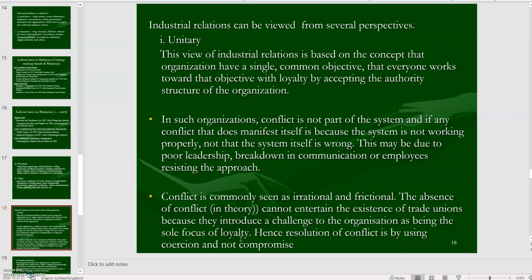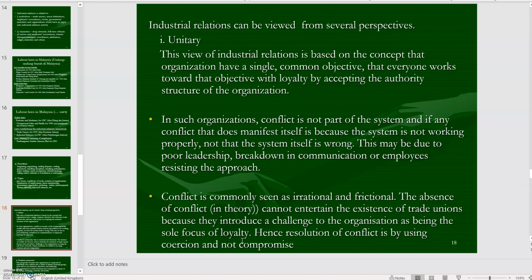IR depends on the country or the organization. Some organizations maybe have a unitary perspective towards IR. This view of IR is based on the concept that organizations have a single common objective, that everyone works towards the objective with loyalty by accepting the authority structure of the organization. So all employees, because they are paid salaries, would have to be loyal to the company. The company expects that from them. They cannot have a different objective or interest besides the interest and objective of the company.